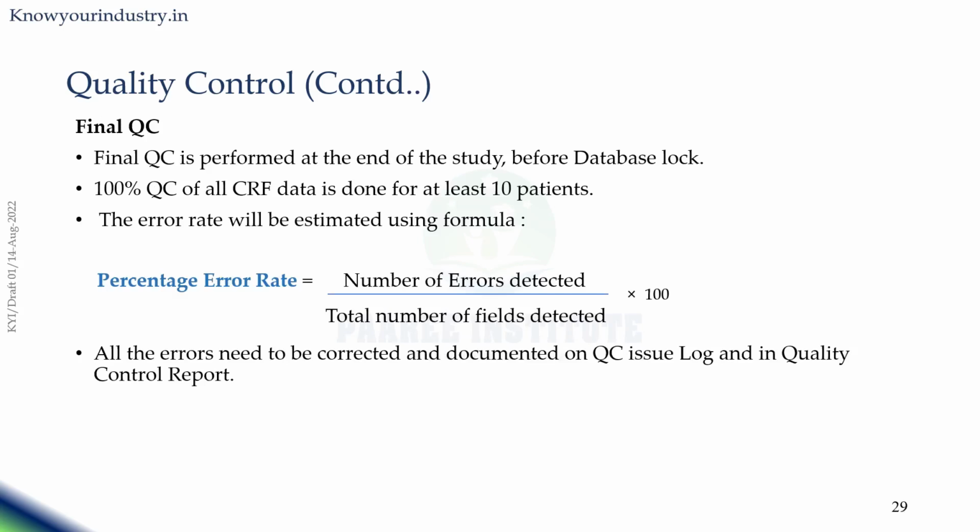Final QC. This would be done at the end of the study before DB lock. It will be 100% QC of all CRFs for at least 10 patients, or as agreed with the sponsor. Again, the error rate is the same. If any issues are identified, the same would be captured in the QC issue log and QC report.